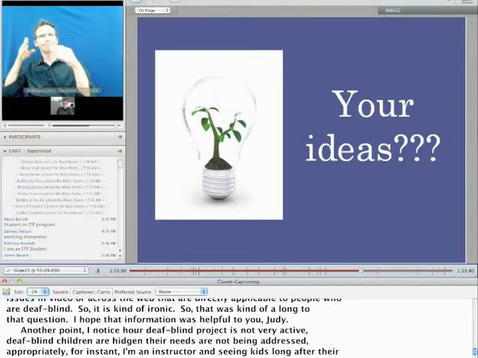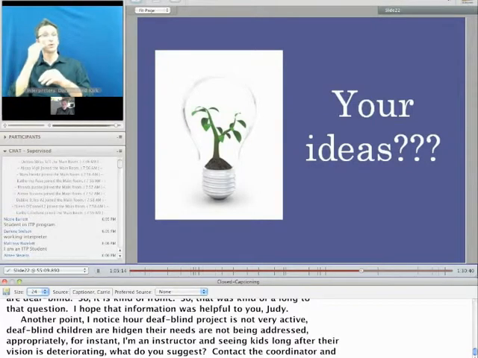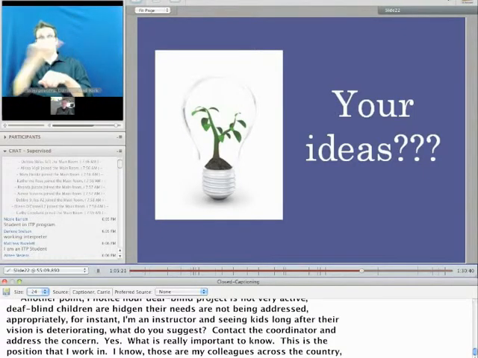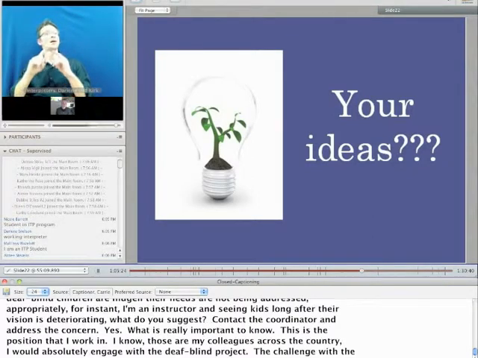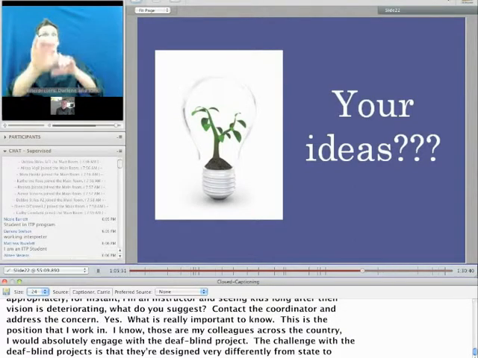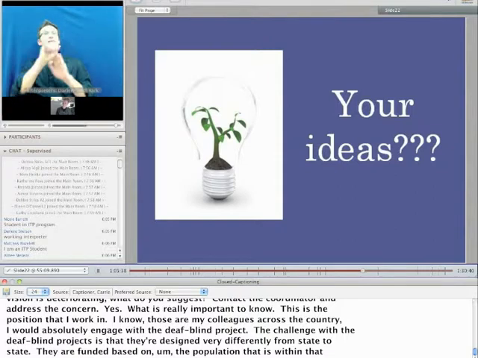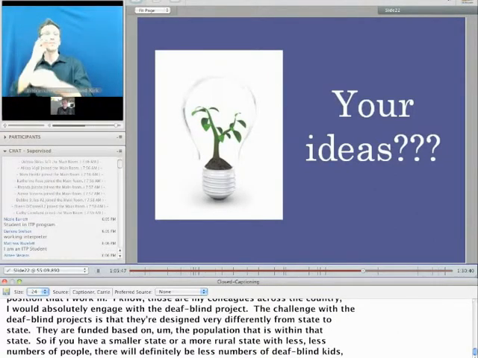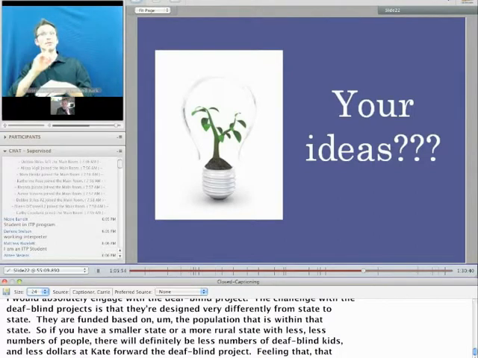Yeah, what's really important also to know, and because this specifically is the position that I work in, and I know those are my colleagues across the country, is I would absolutely engage with the Deafblind Project. And the challenge with the Deafblind projects, though, is that they're designed very differently from state to state. They are funded based on the population that is within that state. So if you have a smaller state or a more rural state with fewer people, there definitely will be fewer deafblind kids. That means there are fewer dollars allocated for the Deafblind project. So feeling that they might not be very active, it truly could be that the Deafblind project may actually be one person that's responsible for outreach.